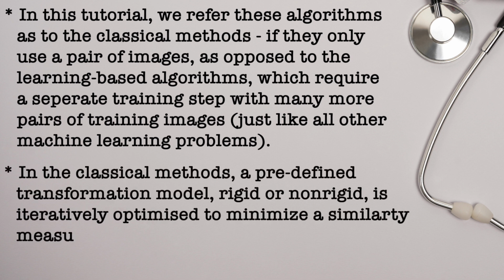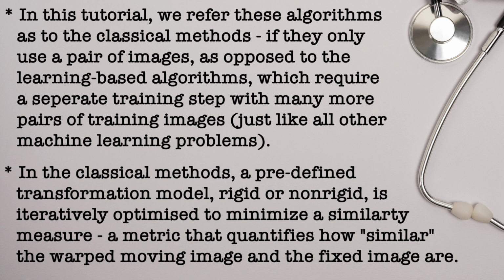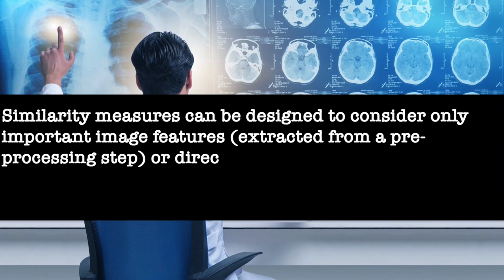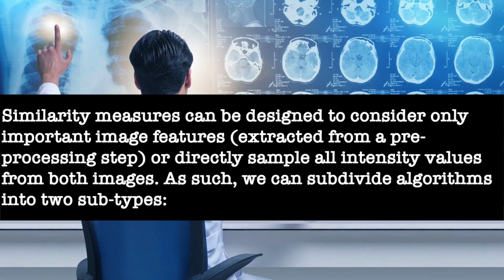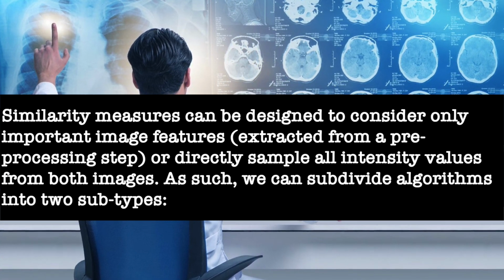In the classical registration method, a predefined transformation model, rigid or non-rigid, is iteratively optimized to minimize a similarity measure, a metric that quantifies how similar the warped moving image is to the fixed image. The similarity measure can be designed to consider only important image features.